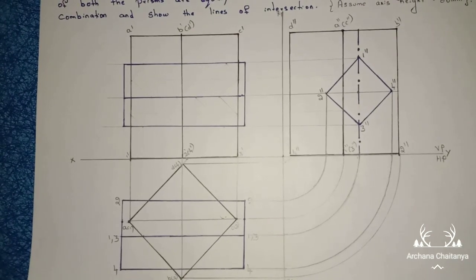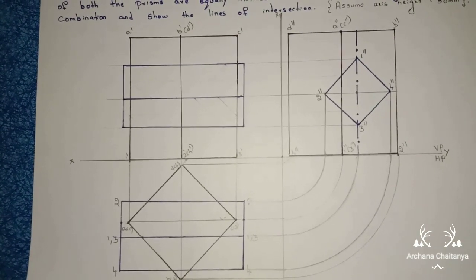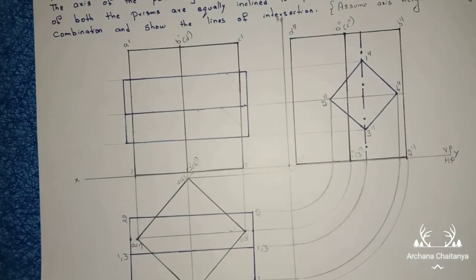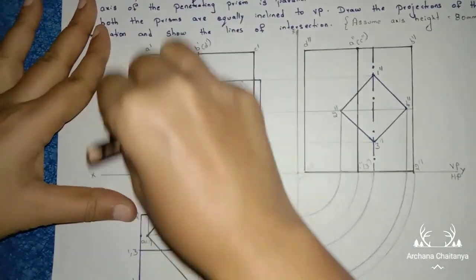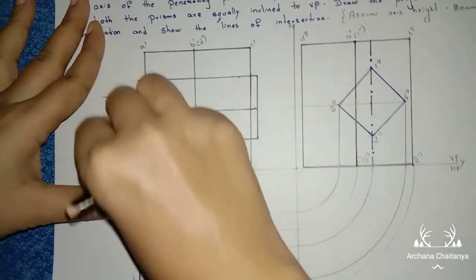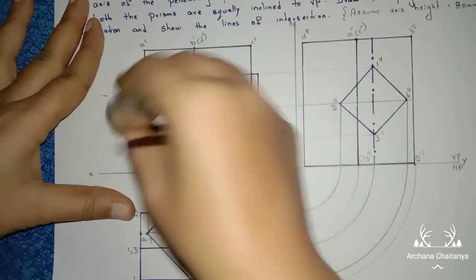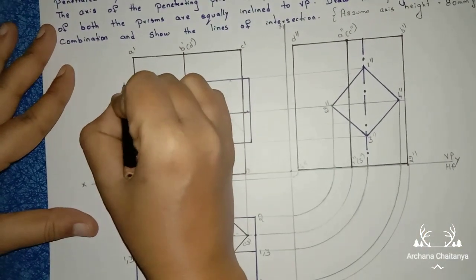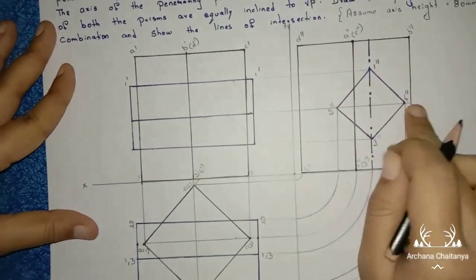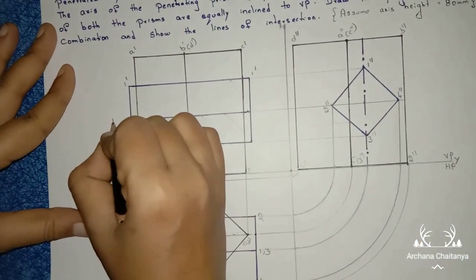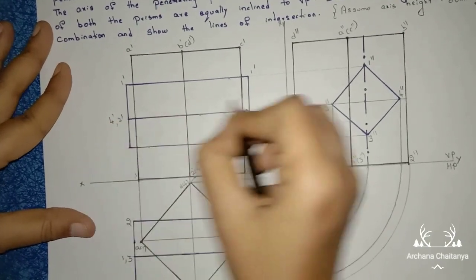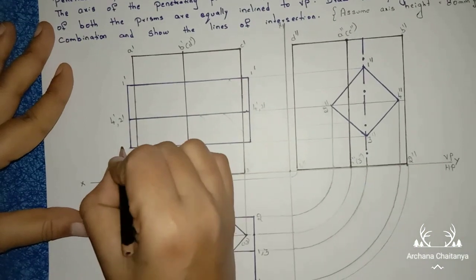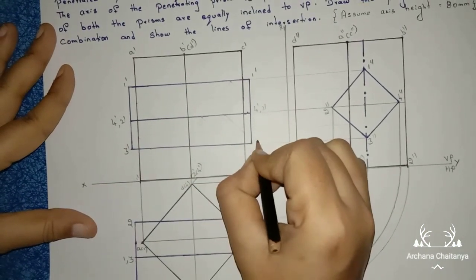Right, now just write down the points here. This is 1 double dash. So first rub the remaining lines here. We have drawn remaining lines, so rub this one remaining lines here. Right, so this is 1 double dash. Write down 1 dash and 1 dash here. 4 double dash, 2 double dash, 4 dash comma 2 dash, and here also 4 dash comma 2 dash, and this is 3 double dash. Write down here 3 dash and here 3 dash.